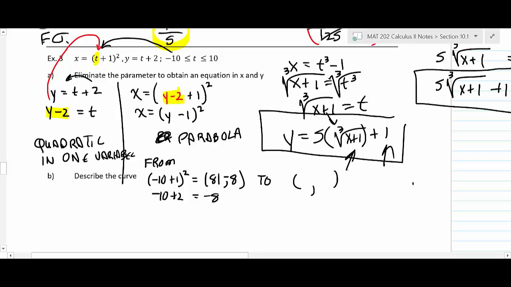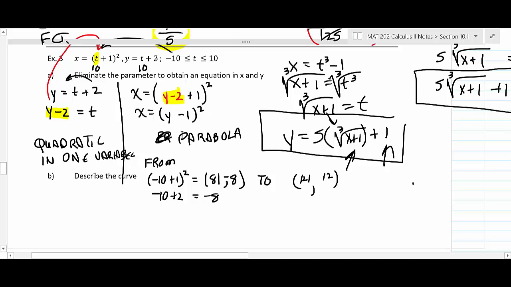Okay, if you did the second point, if you plug in a 10 for t, you can do this in your head. That would be 10 plus 1 is 11. 11 squared is 121. Then over here, 10 plus 2 is going to be 12, like that. So usually if I want you to describe the curve, say what type it is, and then say where it's going from here to here. I should have said that on the last problem. I just didn't take the time to do that. So that's what I want you to do for describing the curve.